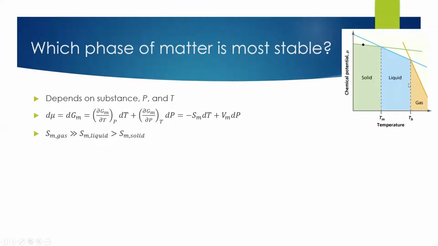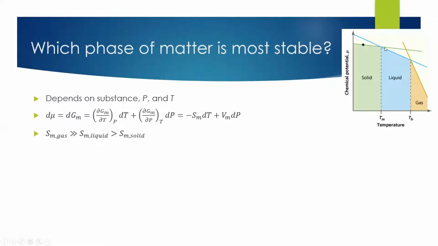Putting these three things together, if we have three lines with three different slopes, they are bound to intersect at some point. And these intersections are the melting temperature and the boiling temperature. So for temperatures below the melting temperature, the solid phase has the lowest chemical potential, meaning the solid phase is favored over the liquid or the gas phases.